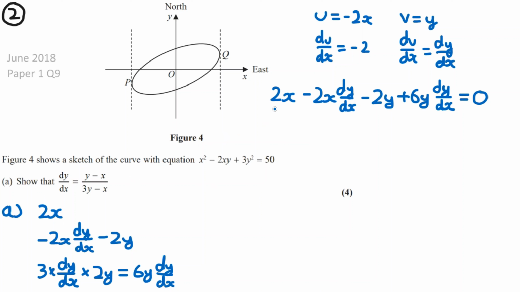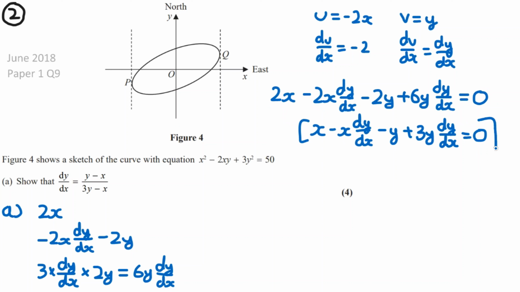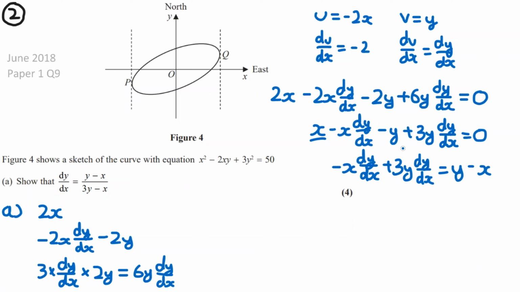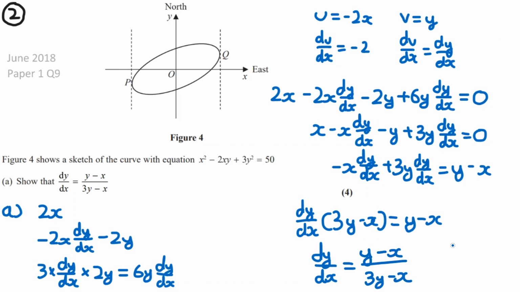We can actually divide everything by 2 here, because these are all multiples of 2, and of course a 0 we can divide by 2 as well, so we can get it into this simpler form here. And now we need to show that dy over dx can be written in this form here, so we need to find dy over dx, and we need to make it the subject. So if we move the x minus y onto this side, so all the dy over dx terms are on this side, and then we factorize out dy over dx, so we've got this here, and divide both sides by 3y minus x, so dy over dx is equal to y minus x over 3y minus x, which is what's required.